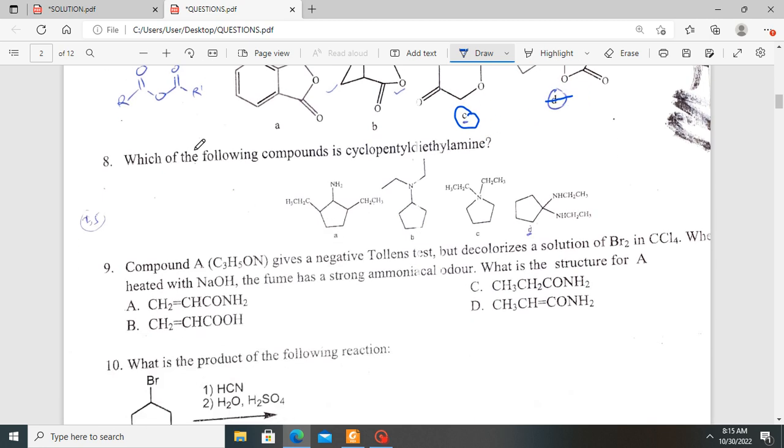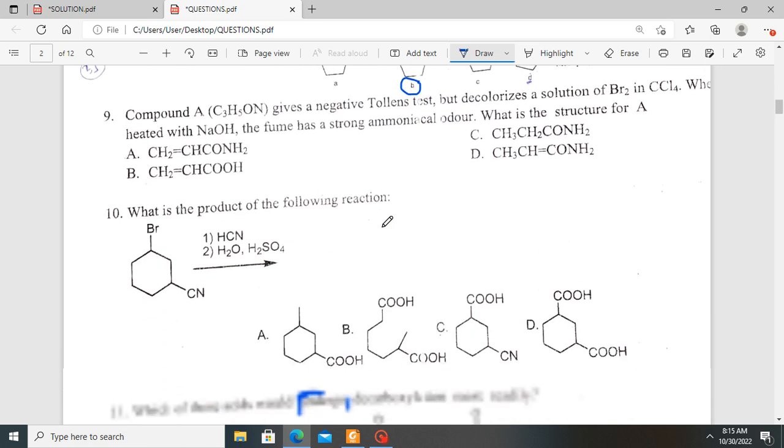Question 8. Which of the following is cyclopentyl diethylamine? So cyclopentyl diethylamine. So let's see cyclopentyl diethylamine. The answer is B. This is cyclopentyl diethylamine. Question 9.